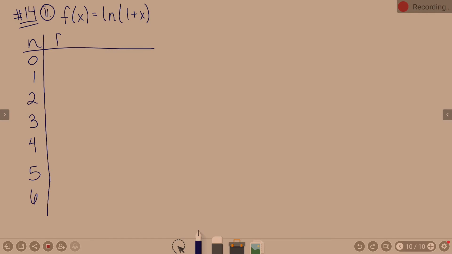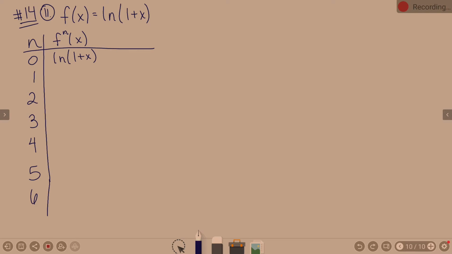Now, the middle column then is just me saying f to the n of x. So like f of 0 is just the original function. What's the original function? Natural log of 1 plus x. Now, when n is 1, that's saying this is f of 1, or f1, an f prime. So first derivative.